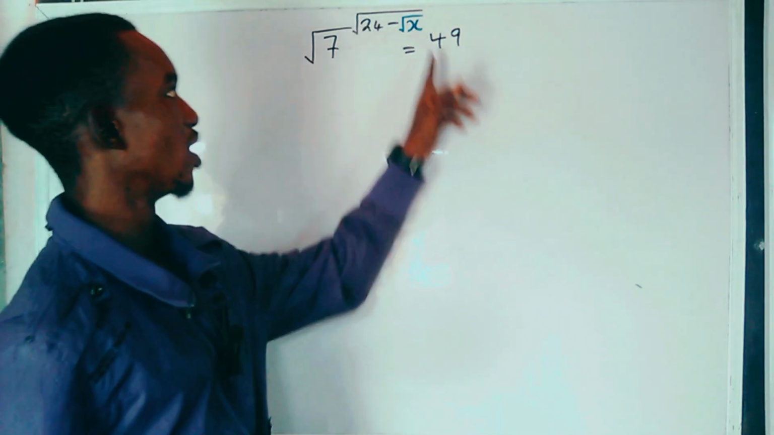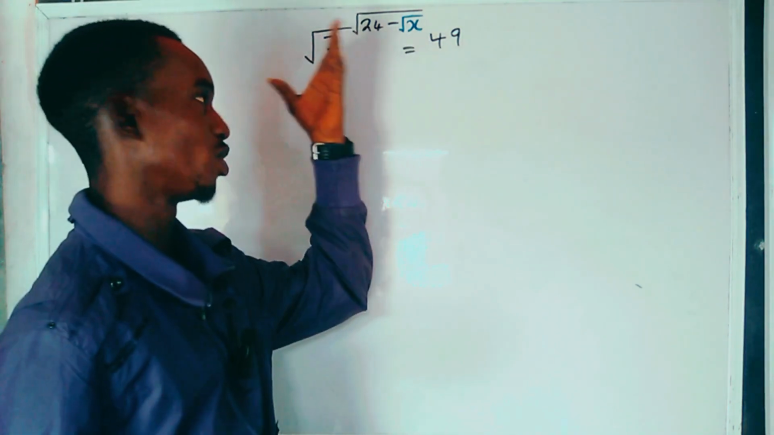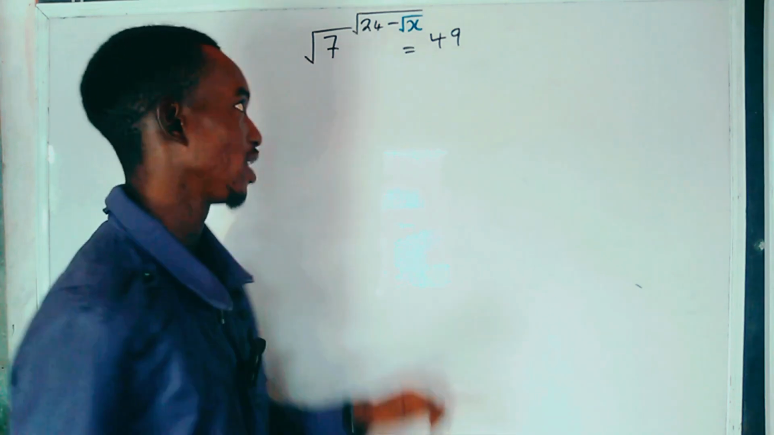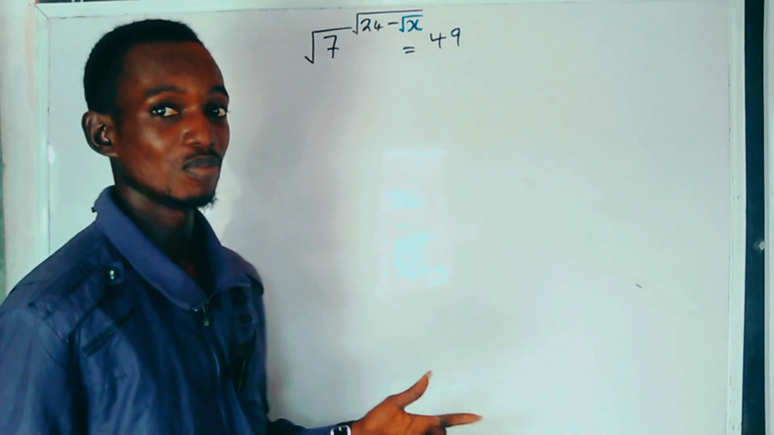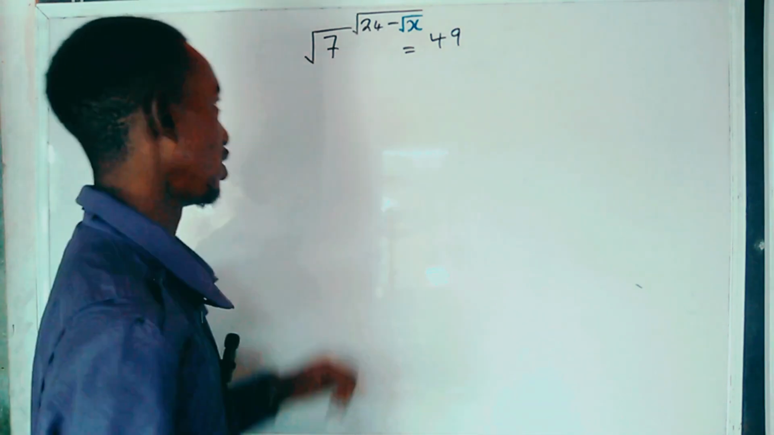Now, when we look at this, we have square root of 7 to the power of square root of 24 minus square root of x equals 49. How do we get the value of x? It's actually very, very simple. In fact, you won't believe how simple this is.